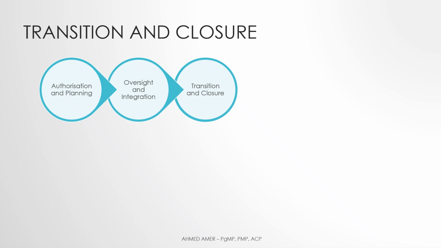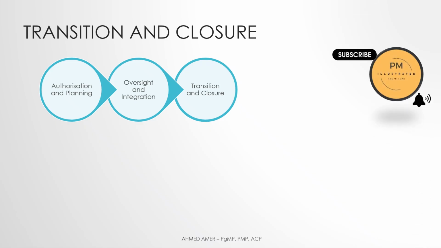The last step of the component life cycle is the transition and closure. I am sure many of you would agree it's a natural step for program components to be closed or transitioned to operations once their deliverables have been produced. These deliverables can be products, services, or results.